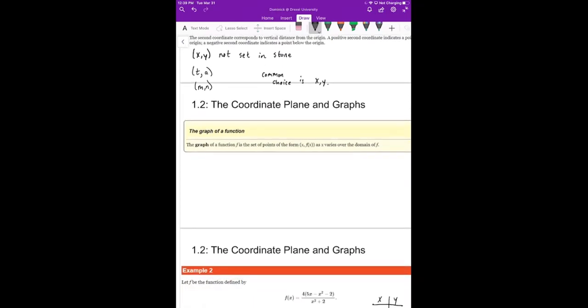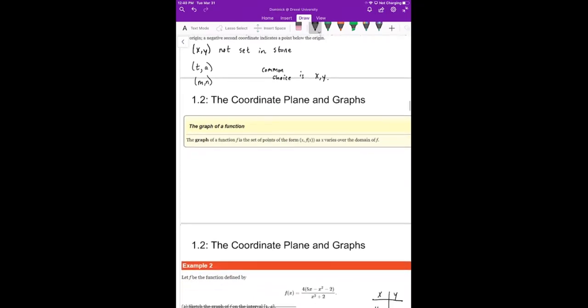Okay, now what we mean by the graph of a function is all the points where we have (x, f(x)) or (x, y) over the domain of a specific function. So this essentially means the graph is all of the points (x, y) that make a function a true statement. So it's a nice visual way to see what's going on in a particular function.